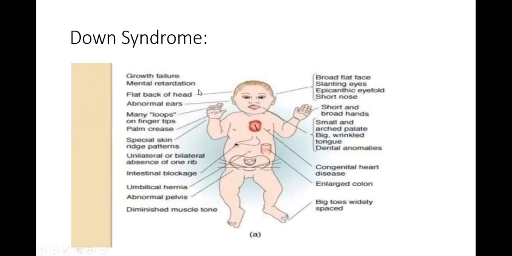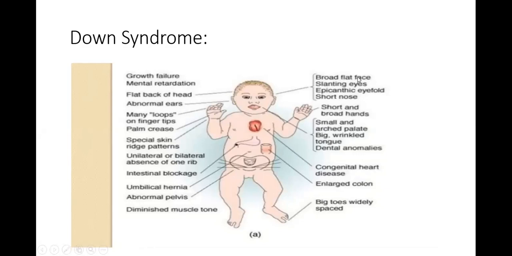In Down syndrome, this is the child which is showing growth failure, mental retardation, flat back of the head, abnormal ears, many loops of fingertips, palm creases, and facial skin ridge patterns. Unilateral or bilateral absence of one rib can be present, intestinal blockage can occur, umbilical hernia can occur, abnormal pelvis, and diminished muscle tone.